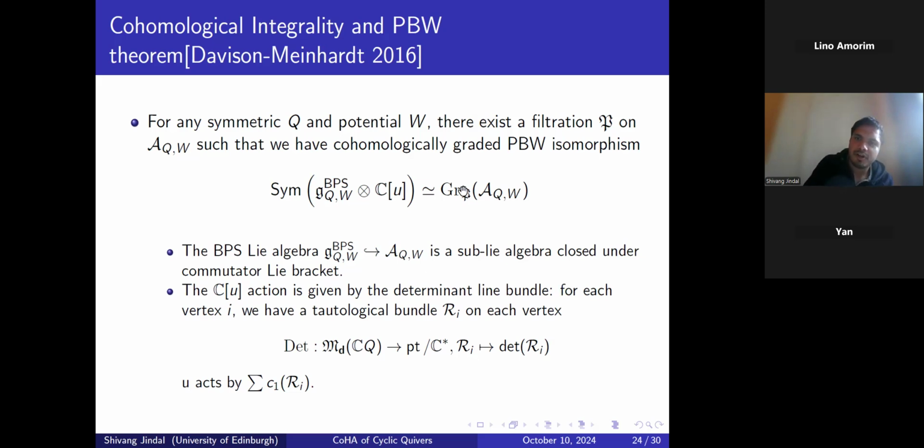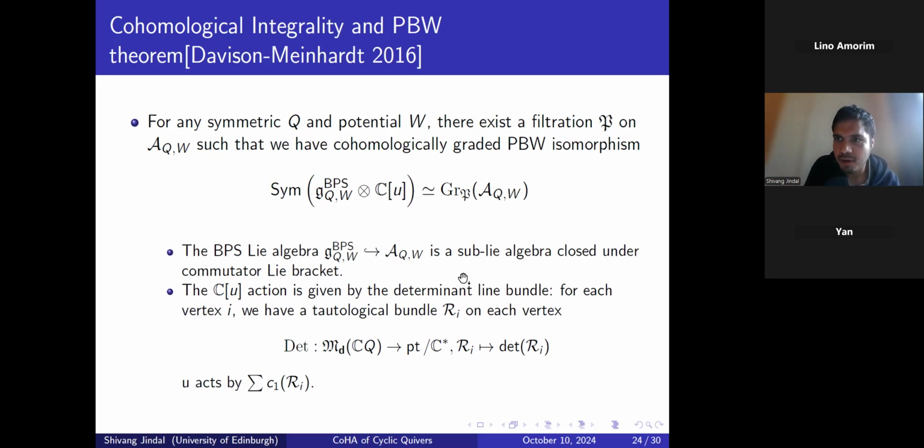Now, if one wants to calculate what this A_QW is, one needs to understand what this Lie algebra is, and this Lie algebra tensor CU. For triple quiver with potential, it's slightly easier to consider this. In fact, for the case of the conifold, which I explained before, when you have such an isomorphism you can expect that this vector space might be closed under the commutator bracket, not just the BPS_QW but BPS_QW tensor CU. But that is not true.